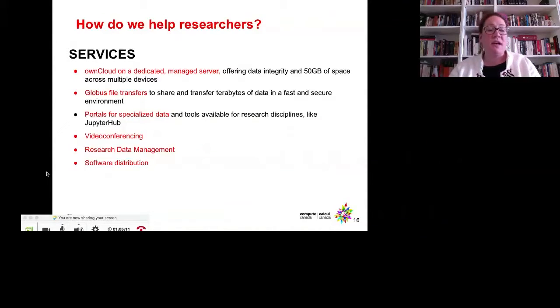And software distribution. We can help install software on our systems if you need it for your research. Open source, yay. Proprietary, a little trickier, but come talk to us and we can figure out how we can install the software you need on our systems, how we can get you a virtual machine spun up in the cloud so that you can install the software to use, or whether there's another software package that might serve your needs which already exists on our system. So there's a lot that we can do there.